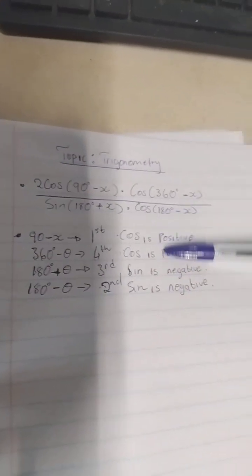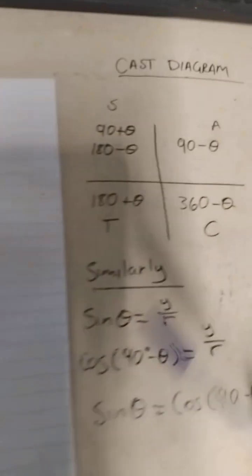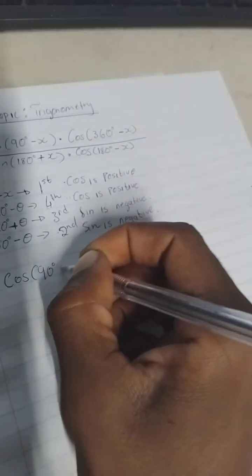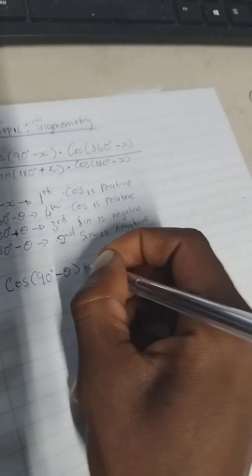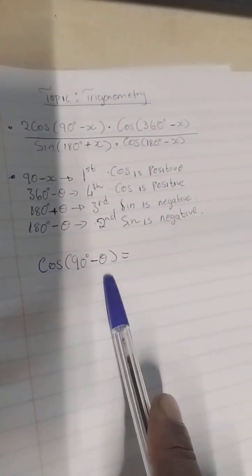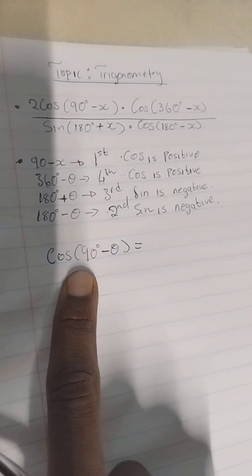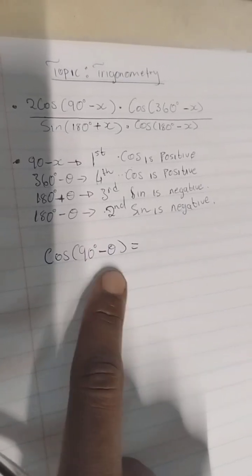So now we want to reduce. As we are reducing, we are going to reduce into their smallest angle. Now we are going to say cos of 90 degrees minus theta. And this is an identity itself. I just did it a few minutes back. What is this going to be equivalent to?